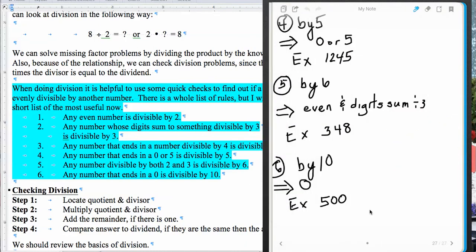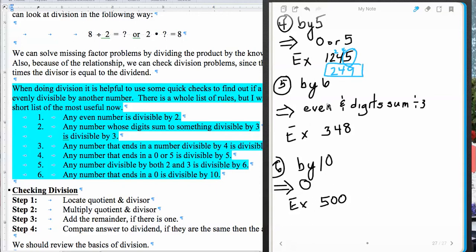Our next divisibility rule that's nice to know is divisibility by 5. We should already know this. If it ends in a 0 or a 5, it's divisible by 5. 1245 ends in a 5, and is therefore divisible by 5. Let's check it out. 5 will go into 12 2 times with 2 left over. 5 will go into 24 4 times with 4 left over, and 5 will go into 45 9 times. There we go, it's divisible.